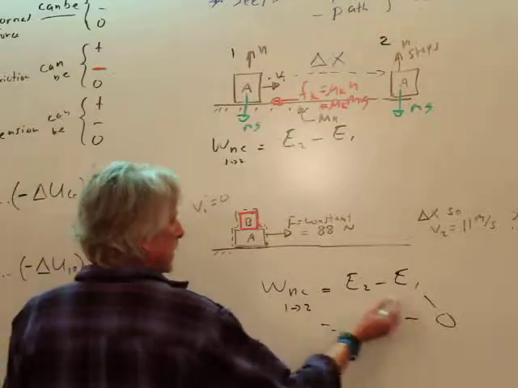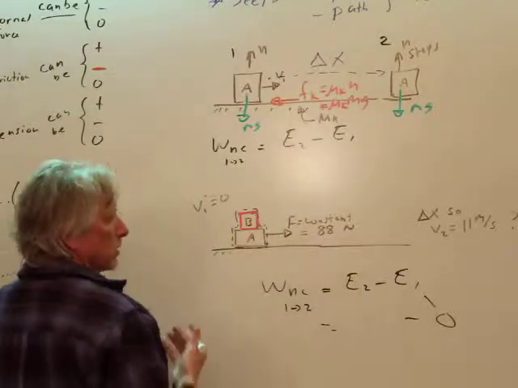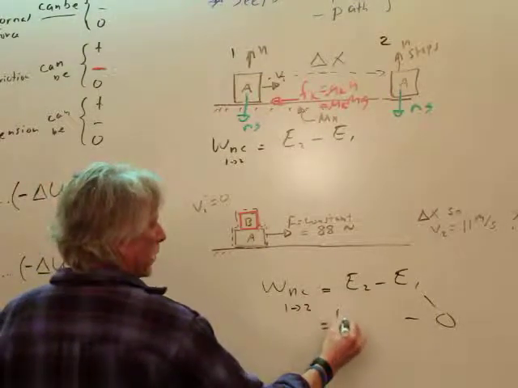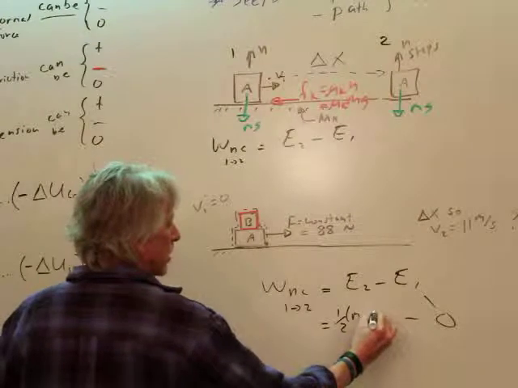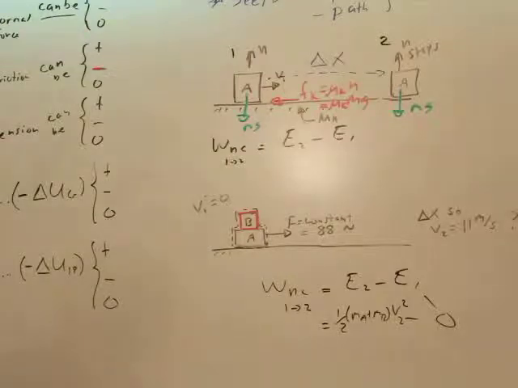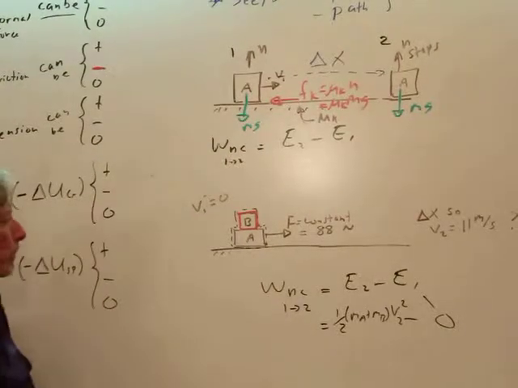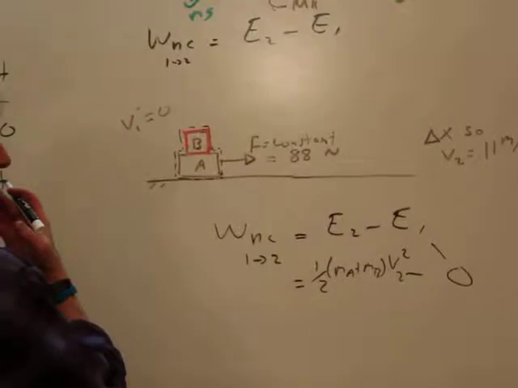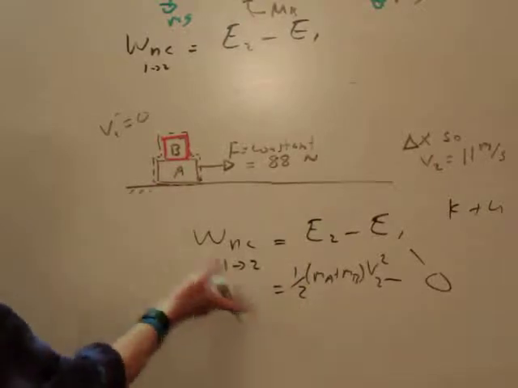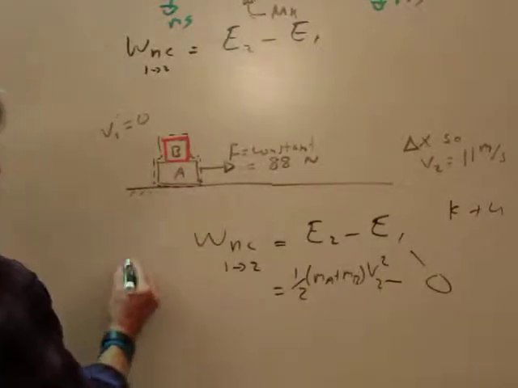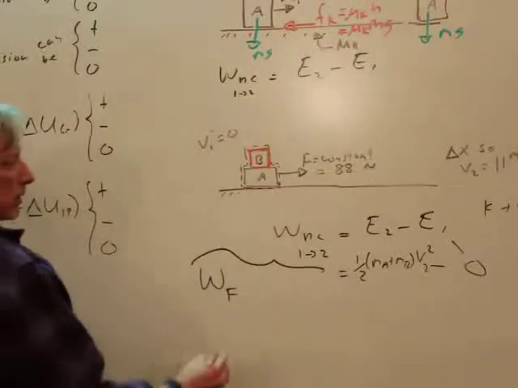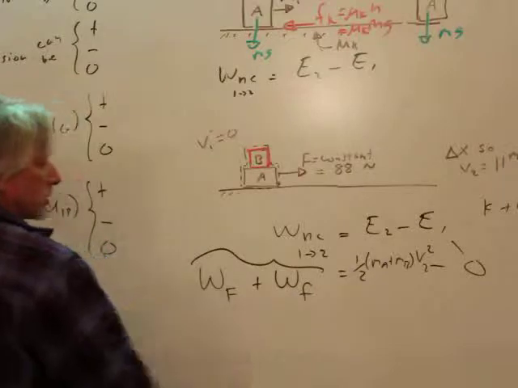All right. Starts at rest. No springs and no change in height. So E2 here is going to be 1/2 the mass of A plus the mass of B times V2 squared. That's it. Now you might ask, well, what about E is kinetic plus potential, all types. I've handled all that stuff. What about friction? So in here, I've got the work due to F plus the work due to friction.